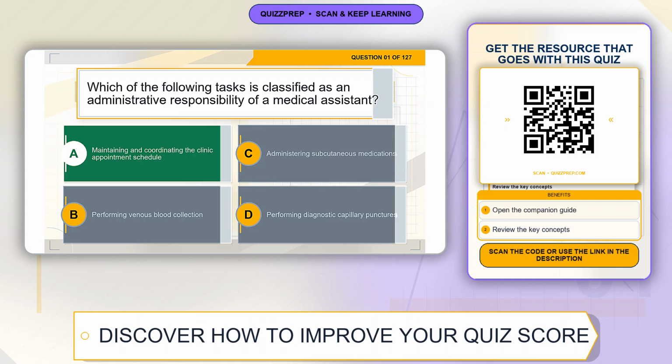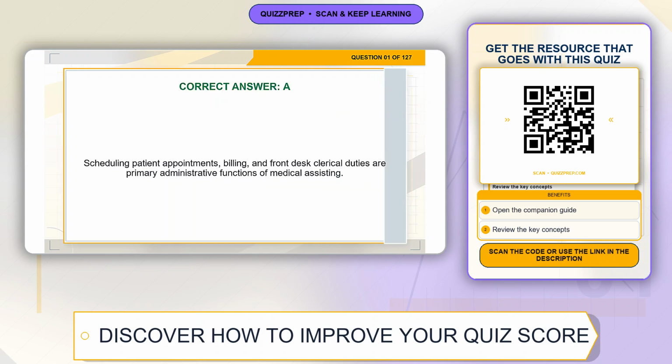The correct answer is option A. Maintaining and coordinating the clinic appointment schedule. Explanation. Scheduling patient appointments, billing, and front desk clerical duties are primary administrative functions of medical assisting.